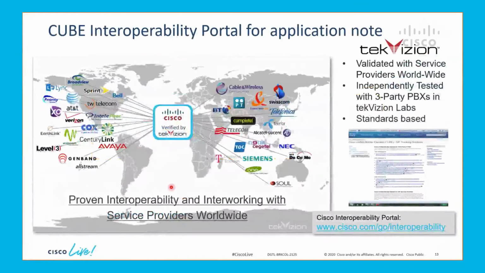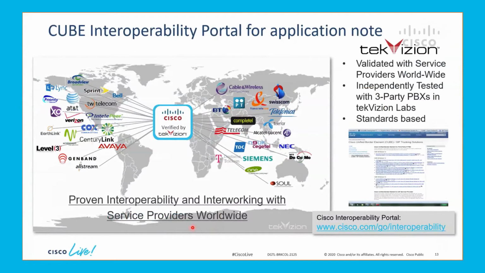I would like to bring your attention to the Cisco Interoperability Portal. The Cisco Interoperability Portal basically hosts all the application notes which we get from testing with Tech Vision. And what happens is that we have a Cisco Cube service provider test plan, and then we also utilize test plans from various different IPPBX vendors such as Microsoft Teams for direct routing.